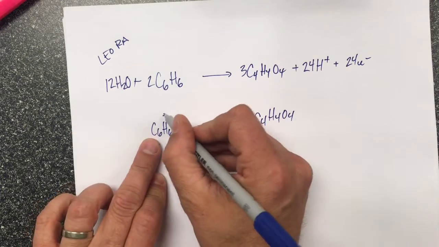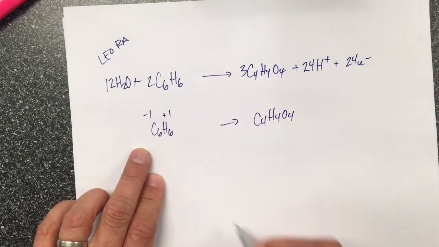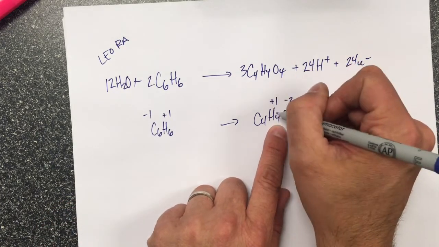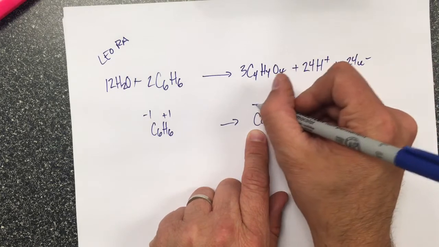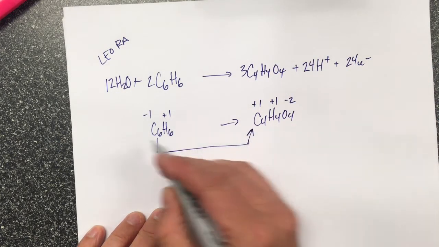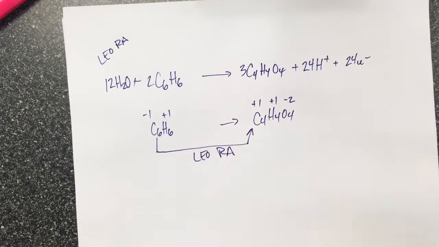So here, hydrogen is a +1. I've got 6 +1s, and I've got 6 carbons. They must each be -1. Oxygens are a -2. Hydrogens are a +1. The carbons here will also be a +1. So my carbon going from -1 to +1 is LEO, so it's the RA.